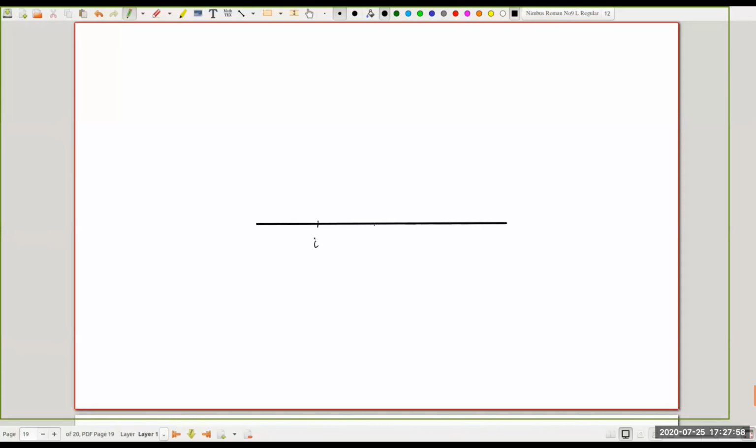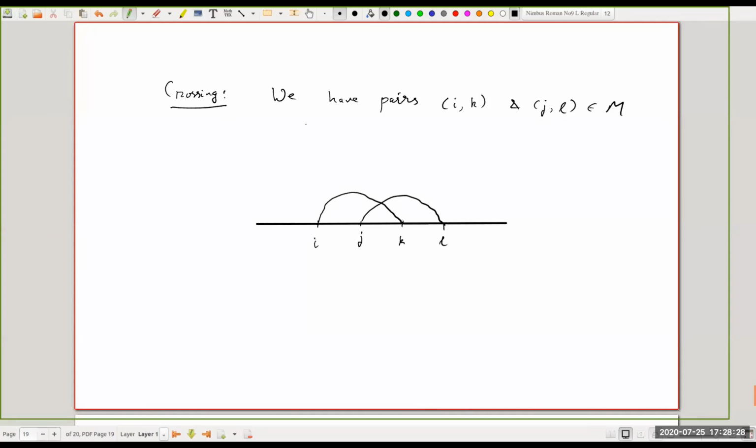Okay, so I have I here, J here, K here, and L here. So crossing means we have pairs IK and JL in the set of all matchings. Okay, so IK and JL cross such that I is less than J is less than K is less than L. So here's a formal algebraic definition of crossing, if you wish.